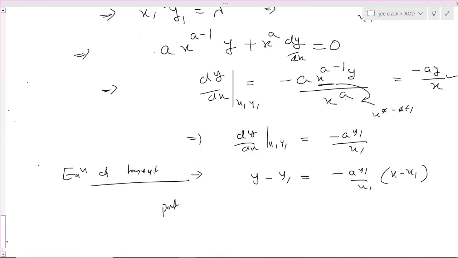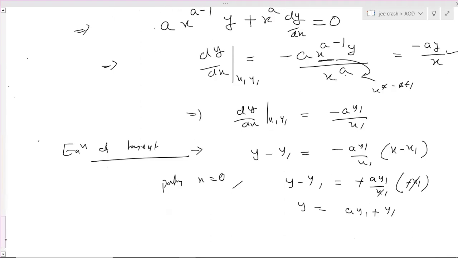So putting x equals to 0, we have y minus y1 equals to minus a y1 upon x1 times minus x1. So this is cancelled, minus minus plus. So y equals to a y1 plus y1. This step is clear? Yes, sir. Okay.